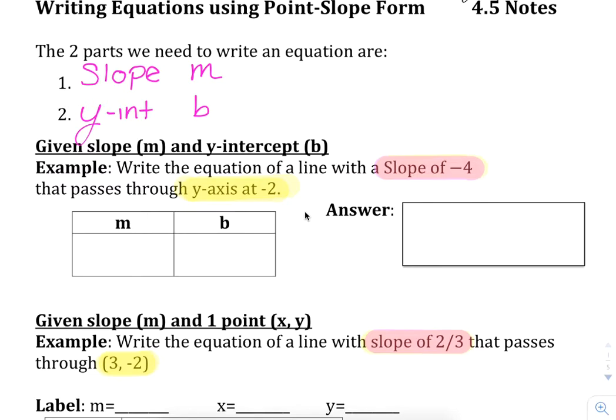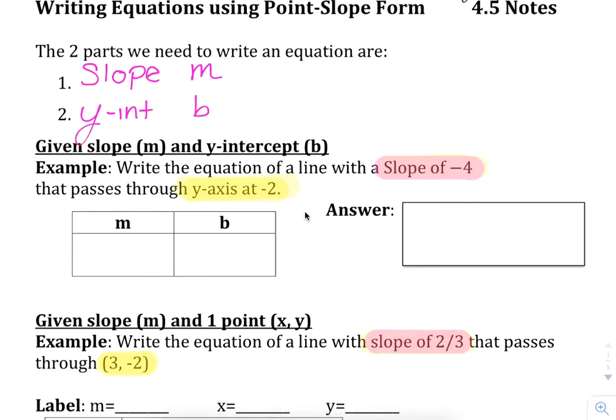Hey guys, we're back with the notes for 4.5. We're going to be writing equations using point slope today. So if you've already done 4.4, you remember that we were using y equals mx plus b. While that is still our end goal, there is another equation that is sometimes a little easier to use.